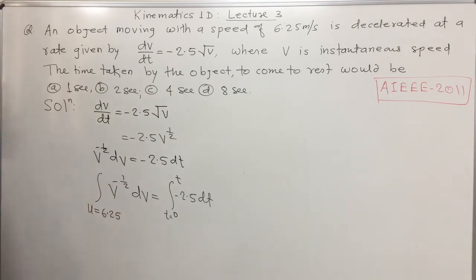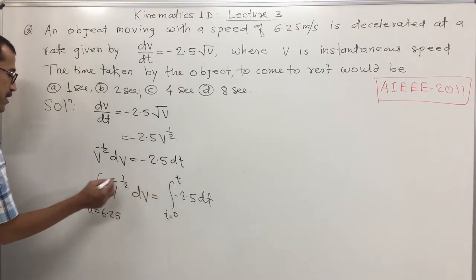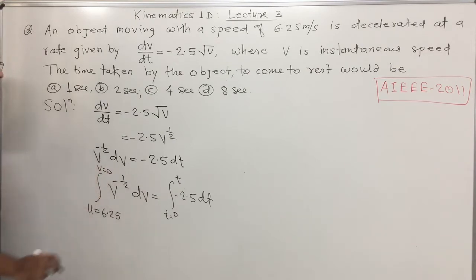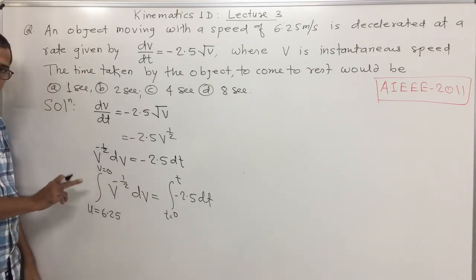6.25 meter per second. And you have to find out what? When it comes to rest. That means when t is what? Time is t seconds. This velocity is what? This will be 0. This one clear.